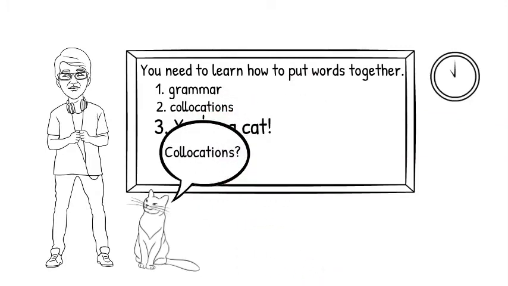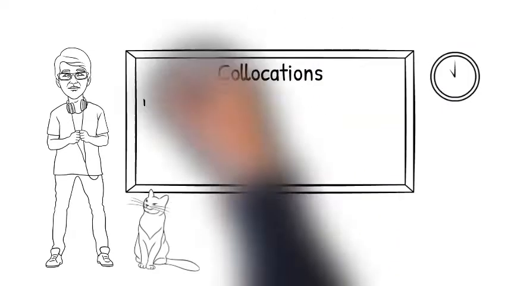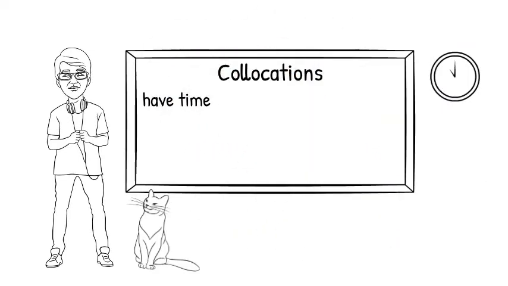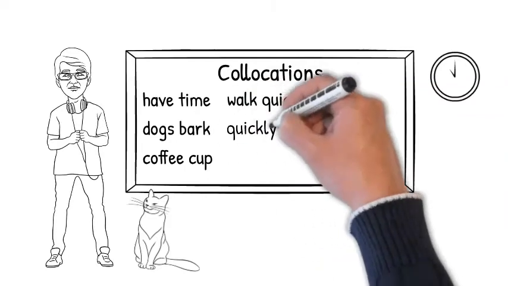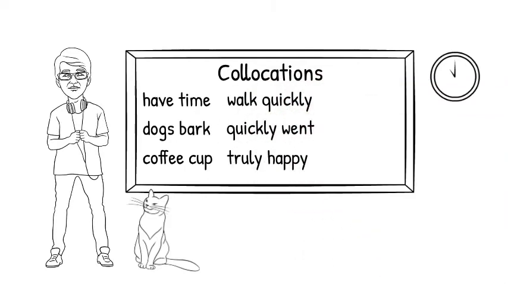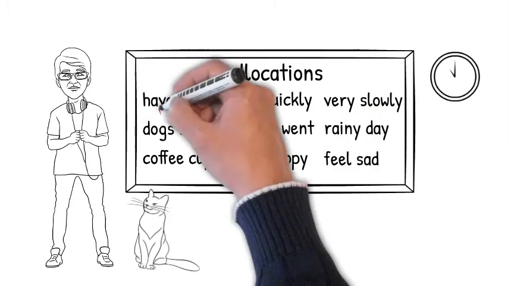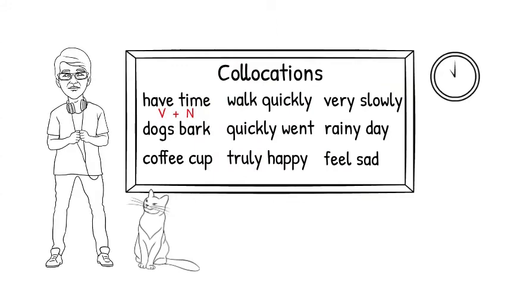What is a collocation? Good question. Let's see if you can figure it out. I'm going to put some collocations on the board. What I want you to do is look at each collocation and try to guess the part of speech of each of the two words. For example, have time is a verb and a noun. Okay, take about 20 seconds and see if you can do the rest.